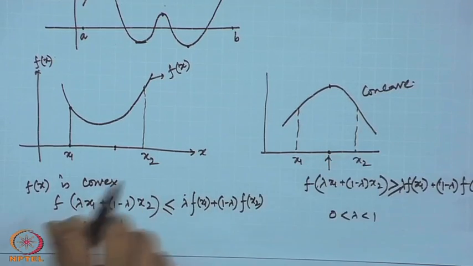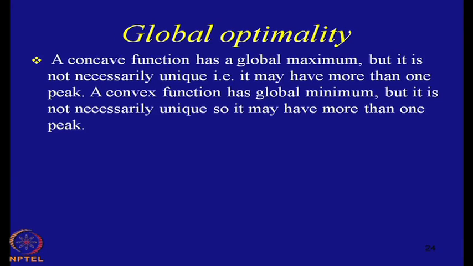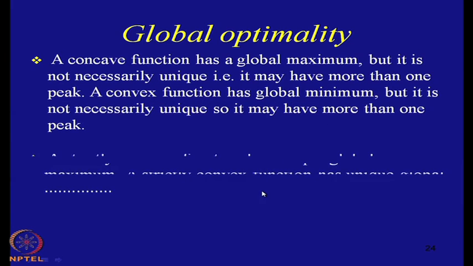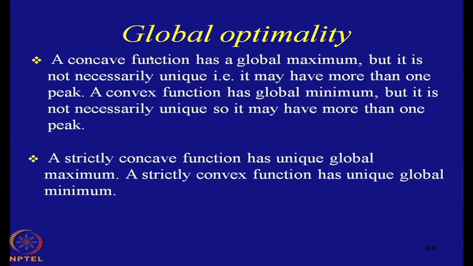That is why, if the objective function is a concave function, then we will get the global maximum, and if the function is convex, then we will get the global minimum. But here one thing we should point out: this global maximum or minimum may not be unique. For uniqueness, the next condition is that we should have a strict convex function for the global minimum, and a strict concave function for the global maximum.